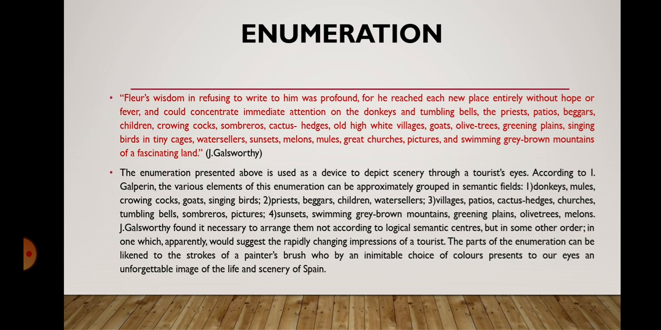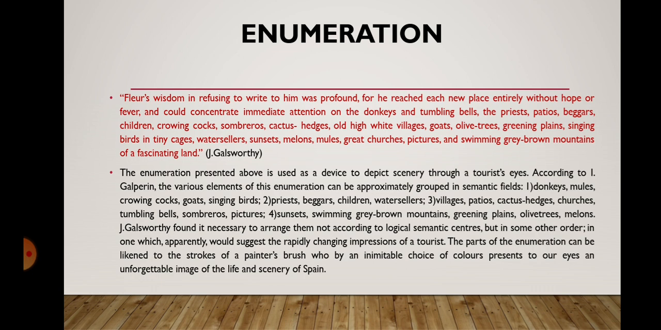According to Galperin, the various elements of this enumeration can be approximately grouped in semantic fields. The first: donkeys, mules, crowing cocks, goats, singing birds. The second: priests, beggars, children, water sellers. The third: villages, pashers, cactus hedges, churches, tumbling bells, sombreros, pictures. And the fourth: sunsets, swimming gray-brown mountains, greening plains, olive trees, melons.